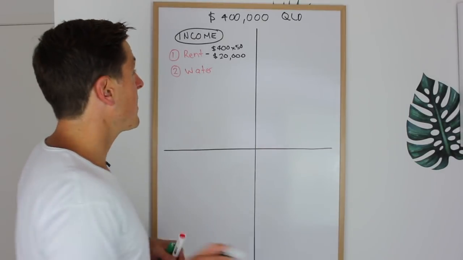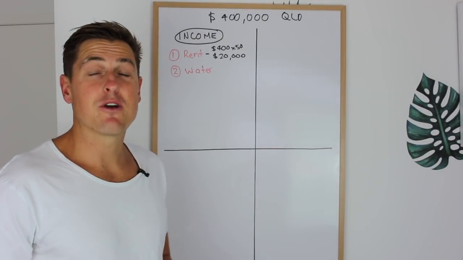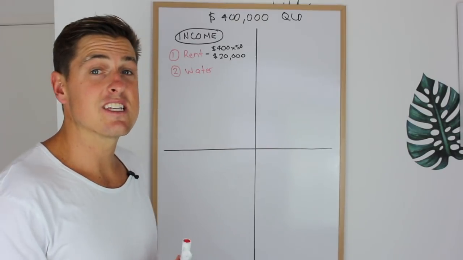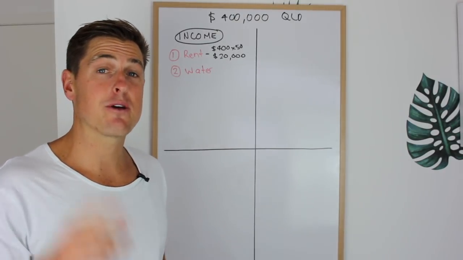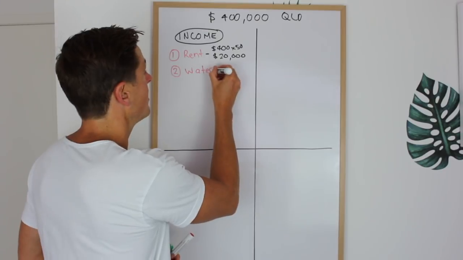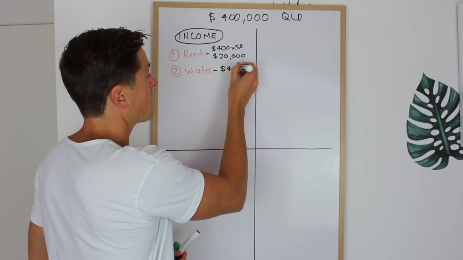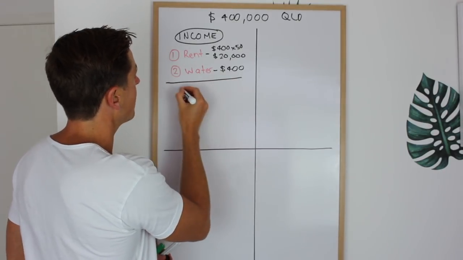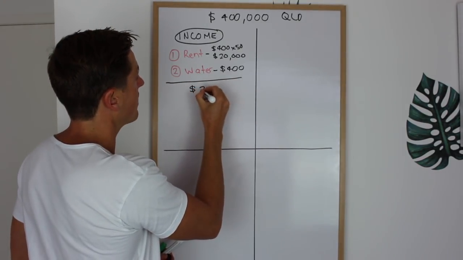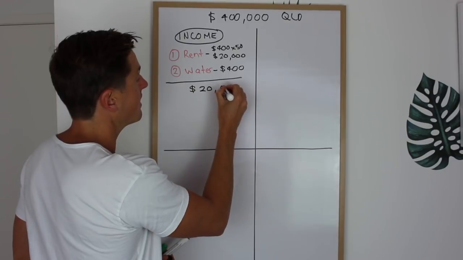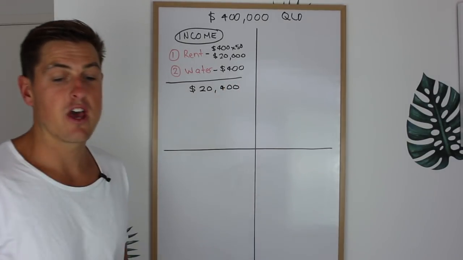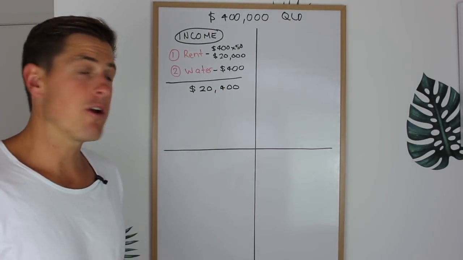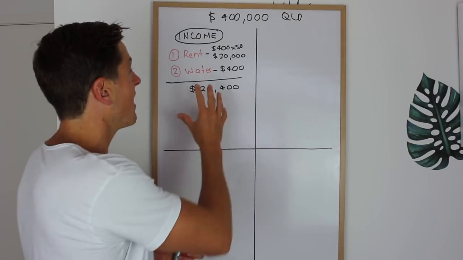Now, from a water perspective, unfortunately, we don't get much. Most of the water that we pay is administration these days as opposed to the physical cost of water. But let's say that we get $400 a year in water from the tenant. So if we add this together, very simply put, we've got a property that's now giving us $20,400 worth of rent per year. So that is your basic income numbers.